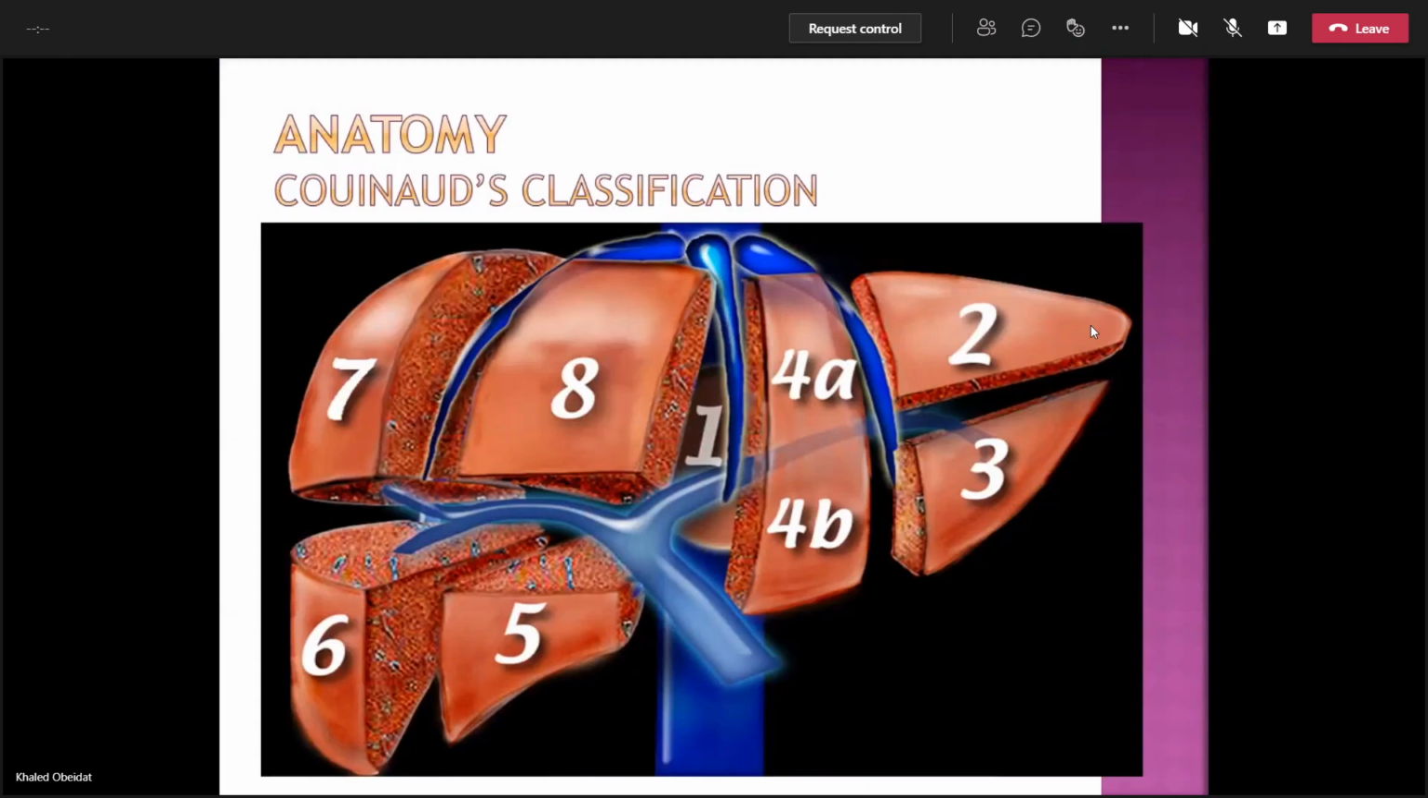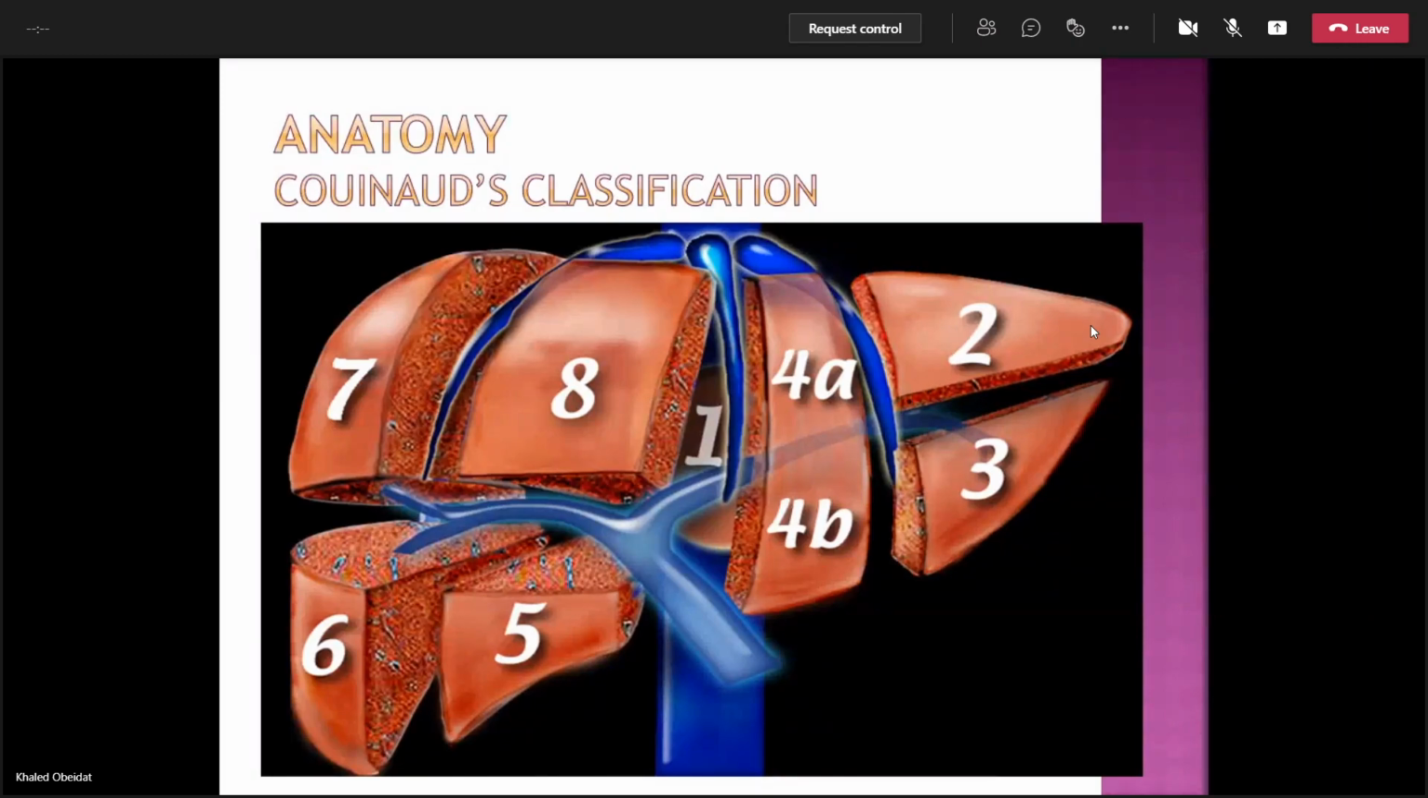It receives branches from both the right and left portal vein and hepatic artery regarding the blood supply, but the venous drainage is independent and it drains directly into the IVC. In case of hepatic vein thrombosis, like in Budd-Chiari, usually there will be hypertrophy of the caudate lobe, and in most cases of cirrhosis also, there will be hypertrophy of segment 1, because its venous drainage is maintained. Now after segment 1 we have additional 7 segments.